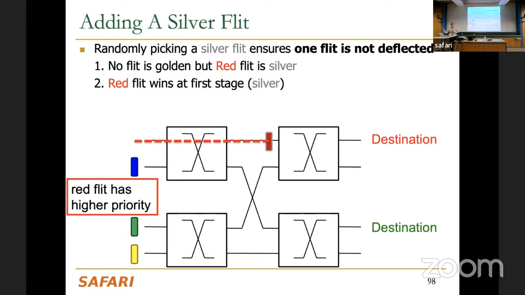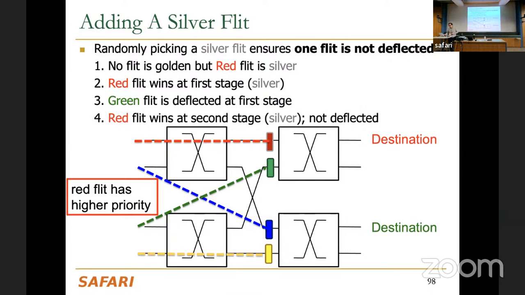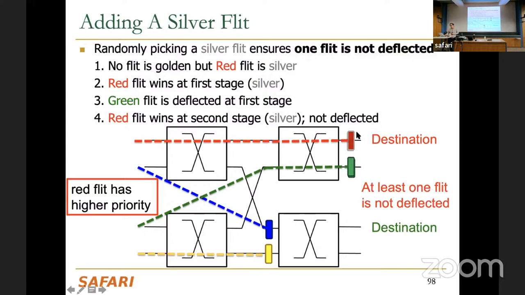So if there are three priority levels in an arbiter over here, golden, silver, everything else is random, right? So the red one wins, the blue one gets over there, and the green flit is deflected over here, fine, because the green flit is not silver. So you could actually push these decisions earlier also, but then you need to communicate across them as well, right? So basically now the red flit wins at the second stage because it's silver, it doesn't get deflected. So basically at least one flit is not deflected with this sort of mechanism.